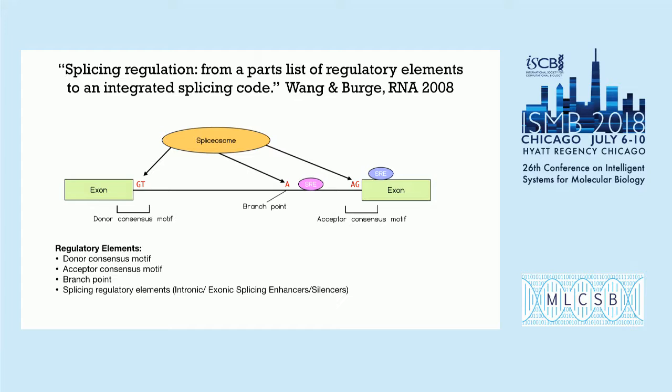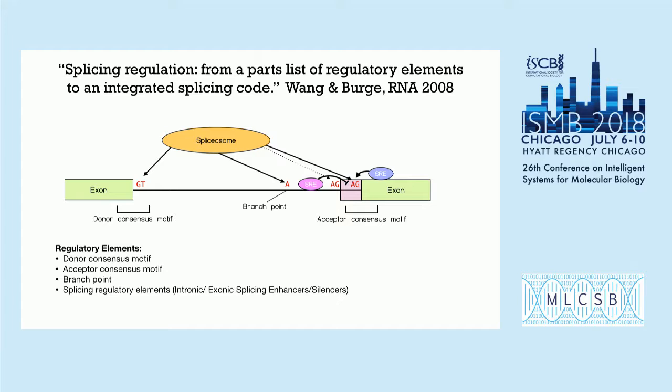They're called splicing regulatory elements. They can occur in the exon or the intron, and they can either inhibit or enhance the splicing. So what do we do if we have a situation where the spliceosome could choose one of multiple sites? Just having this list of regulatory elements doesn't help us very much.